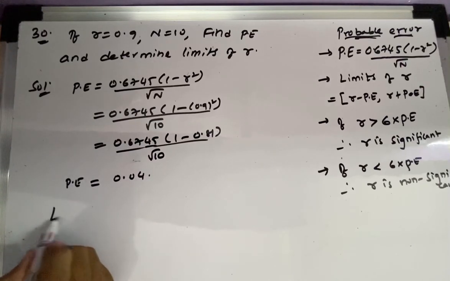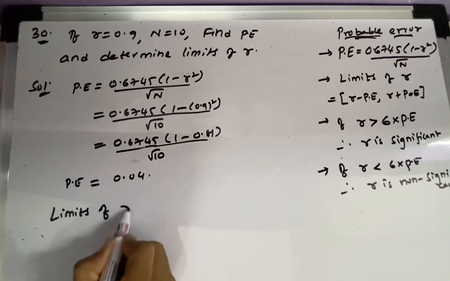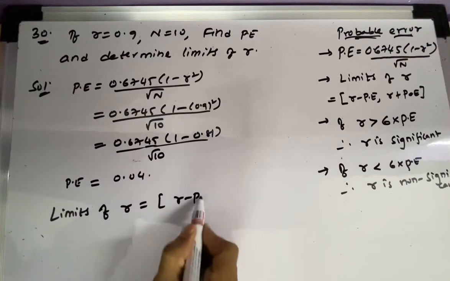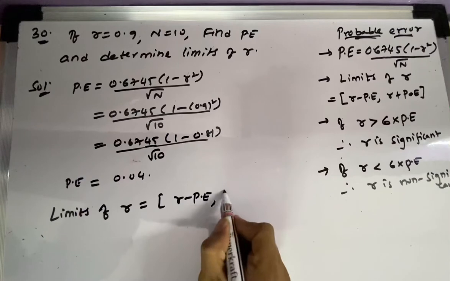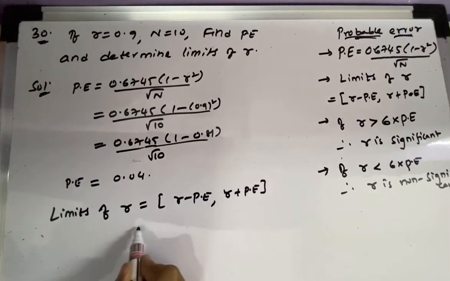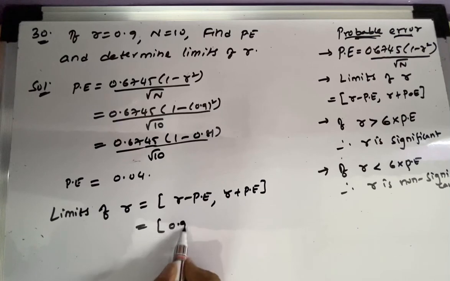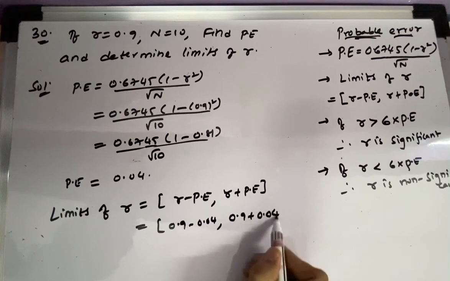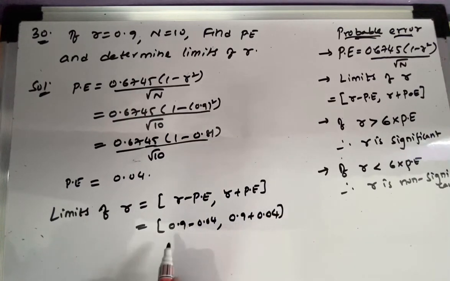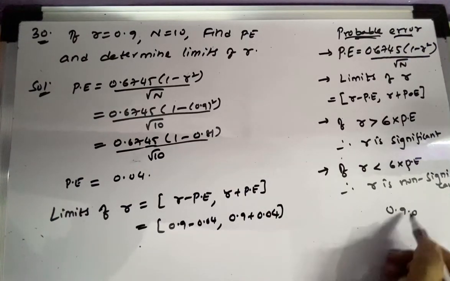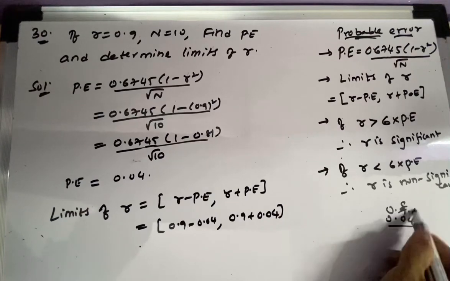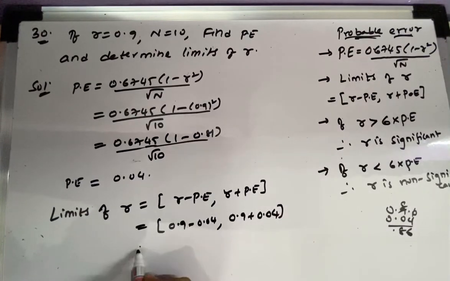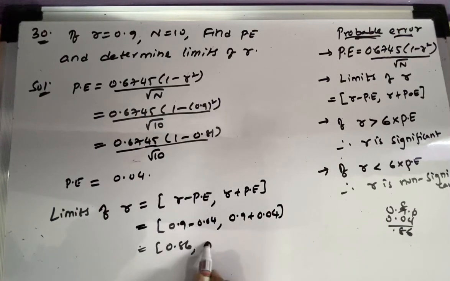Now I will write limits of r. Limits of r equals r minus probable error, comma, r plus probable error. So r is 0.9 minus 0.04, comma, 0.9 plus 0.04. You can use a calculator to add or subtract. After subtracting and adding, we get 0.86, comma, 0.94. So this is the value of limits of r.